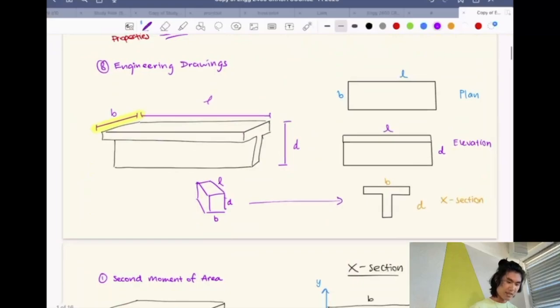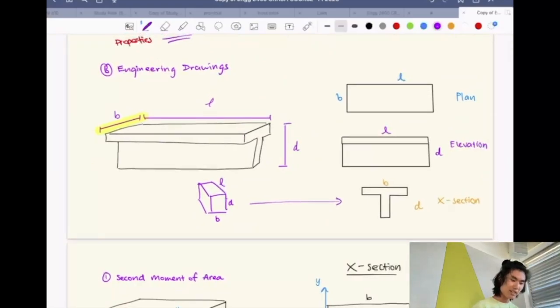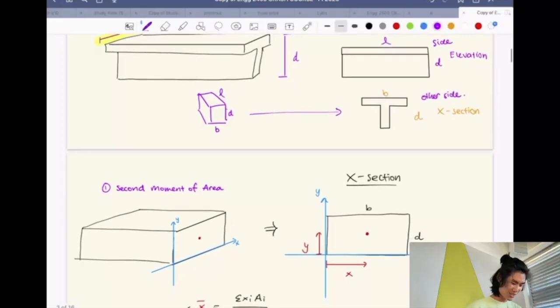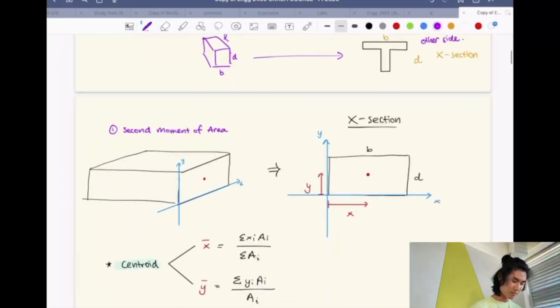So yeah, you will have to get used to this. This is a plan elevation. This is from the top. This is from the side. And then this is just from the other side. So you guys kind of get that? Yeah? No questions? Cool. So now let's move on to second moment of area.